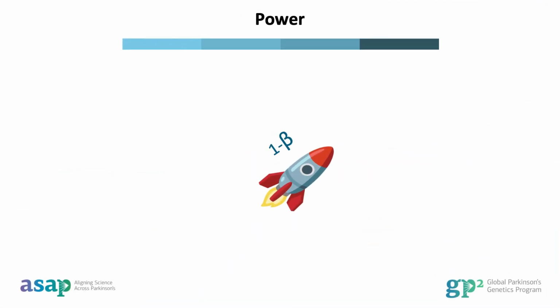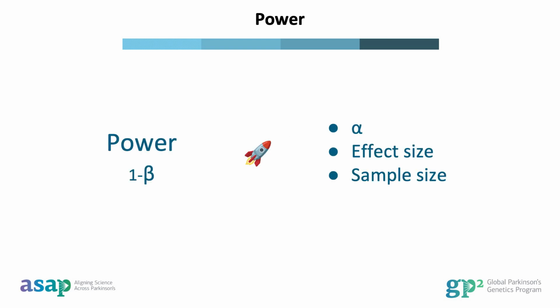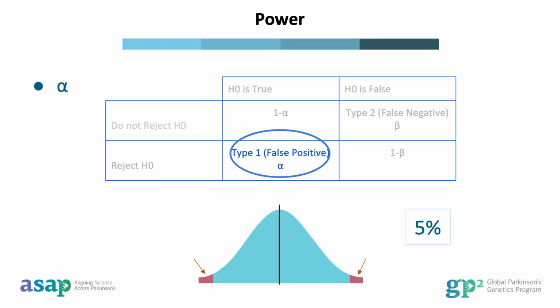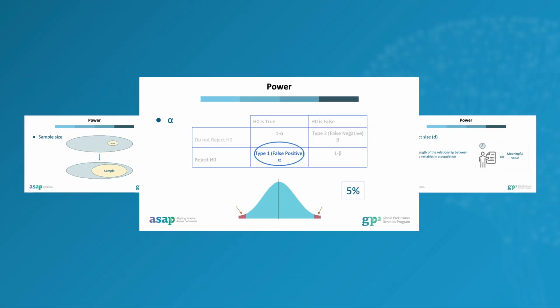So, what factors influence power? What leads to an increase or decrease? We can summarize the variables that influence power into some topics: alpha, effect size, and sample size. Alpha is predetermined before the test, typically set as 5% or 1%. A 5% significance level implies a 5% chance of erroneously rejecting something true.